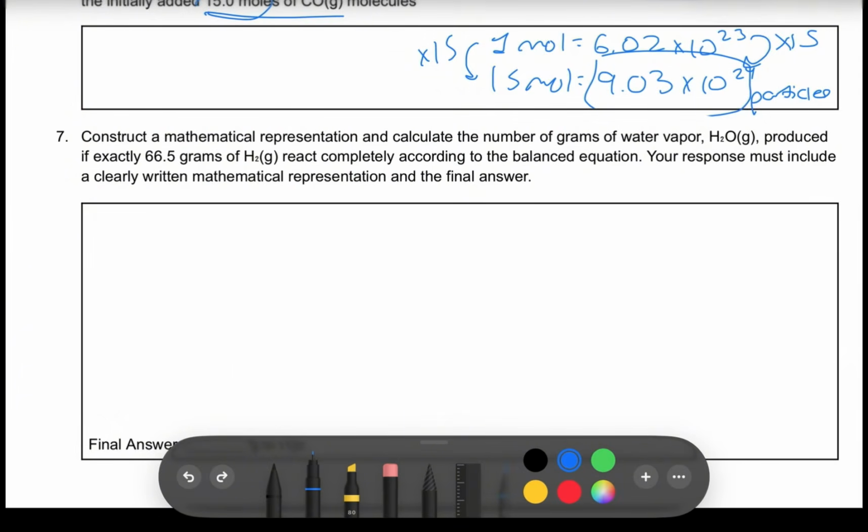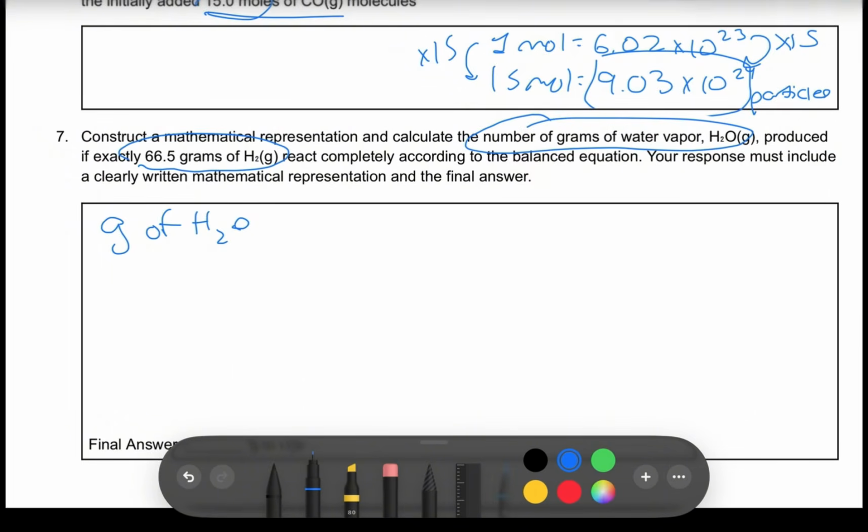Last question. Construct a mathematical representation and calculate the number of grams of water vapor produced if exactly 66.5 grams of H2 react completely according to the balanced equation. Your response must include a clearly written mathematical representation and final answer. So the question is asking us to find the grams of H2O. But right now, all we're given is the grams of H2.